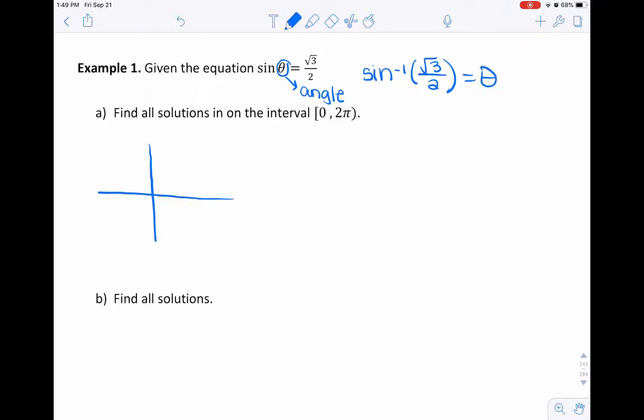And since we're looking for solutions on the interval 0 to 2 pi, we're looking at all 4 quadrants. So since the sine value is positive, I first want to identify the quadrants where sine is positive. Sine is positive in the first quadrant and the second quadrant. And I'm going to use triangles here, so I'll draw a triangle in each one of those quadrants.